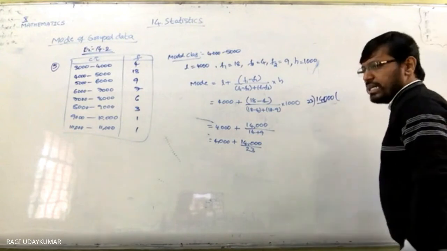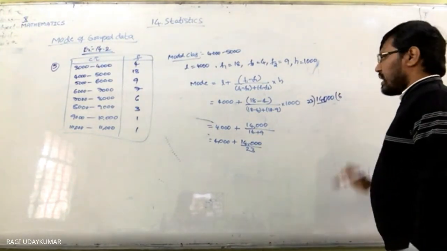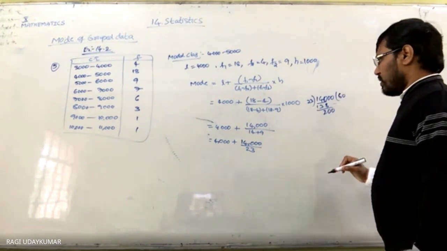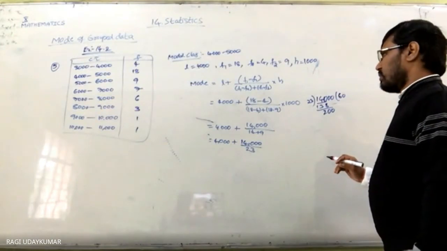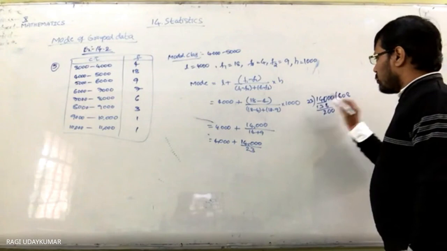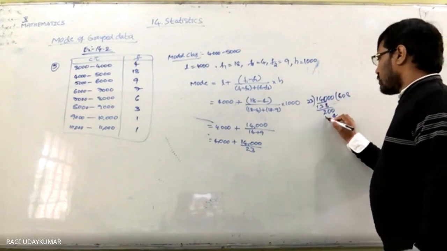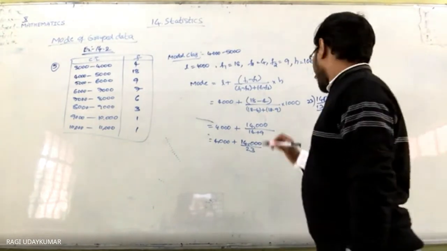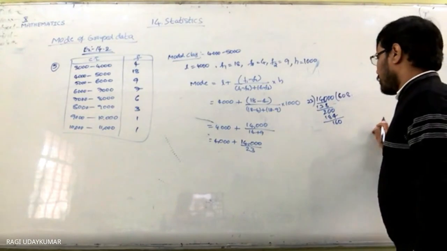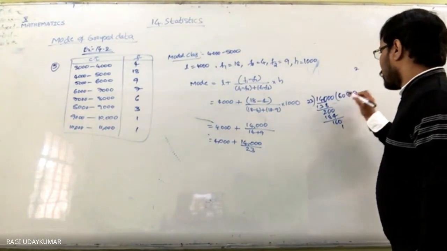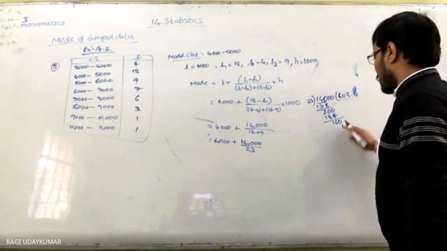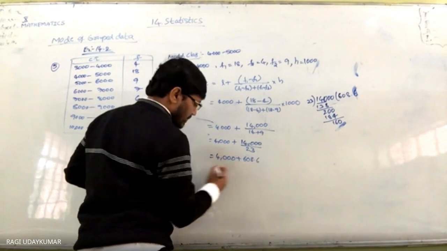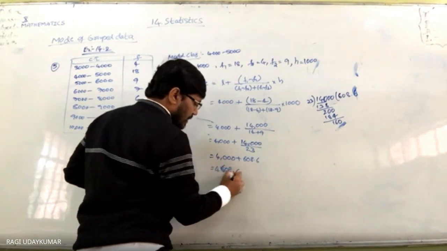Okay, 140: 23 sixes are 138, 2 left, so put a 0 and it becomes 20, then 23 into 8 gives 184, and the decimal point comes, so 160. Take one decimal place into consideration. After this 160 is nothing but 27, 7 sevens are 49, and we get 608.6. So 4,000 plus 608.6, which is 4,608.6, is the mode of this given data.